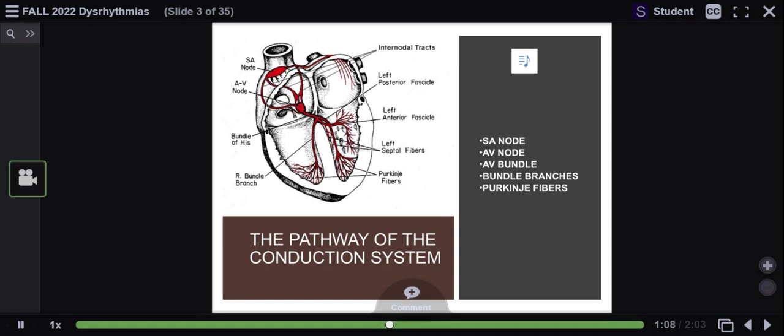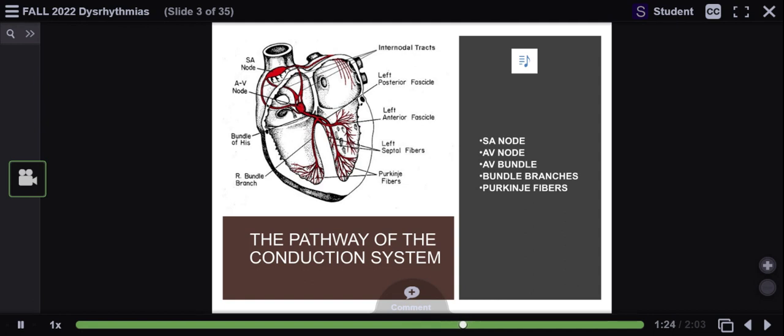So again, why do I keep repeating myself? Because it's really important to understand this anatomy. In two sentences, how does the conduction system of the heart work?